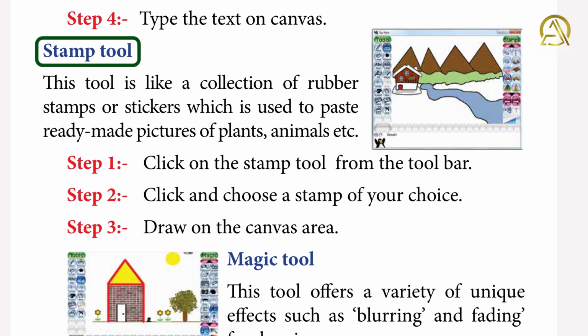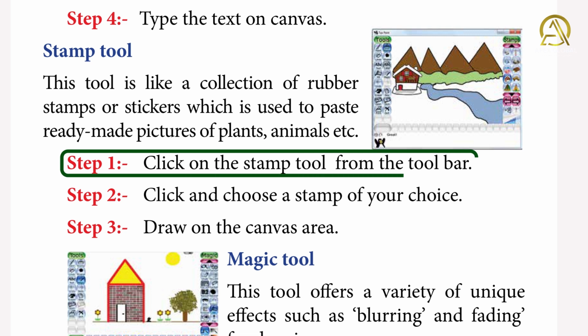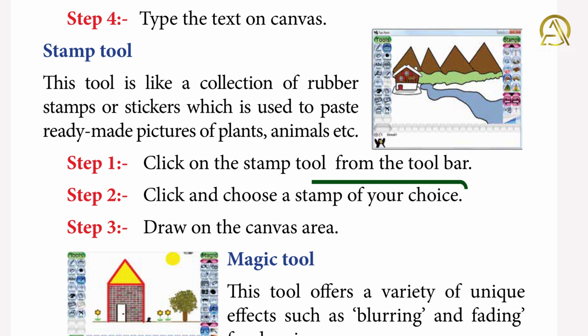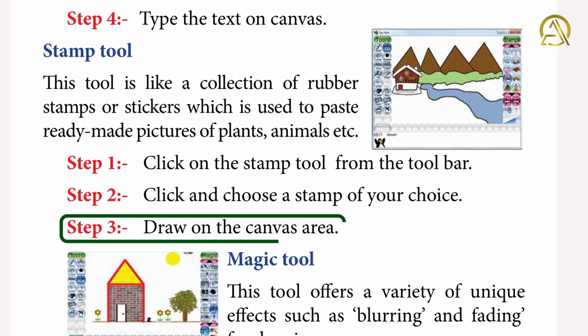Stamp tool. This tool is like a collection of rubber stamps or stickers which is used to paste ready-made pictures of plants, animals, etc. Step 1. Click on the stamp tool from the toolbar. Step 2. Click and choose a stamp of your choice. Step 3. Draw on the canvas area.